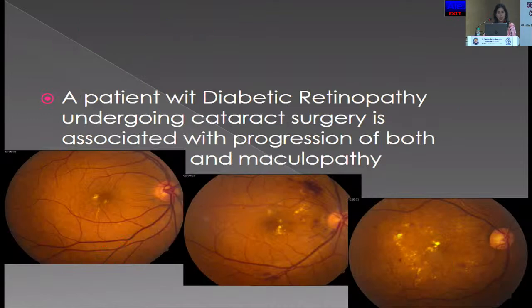See, this is a diabetic retinopathy patient, initially very early. The first picture shows very early diabetic retinopathy pre-surgery, and once the patient undergoes cataract surgery, and if we follow up a few months later, this is how the retinopathy progresses in the second and third pictures, if you see.